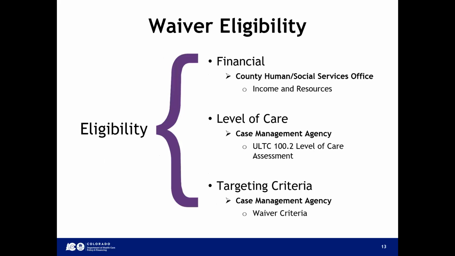So, waiver eligibility, really quickly. Like I was saying just a few minutes ago, it's really important to understand that the first set of eligibility that everyone has to work on and deal with is the financial piece. Currently in Colorado, that's, I believe, $2,000 for an individual and $3,000 for a couple. However, there are many different programs that change that around.